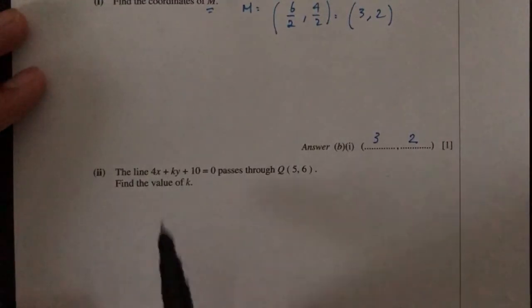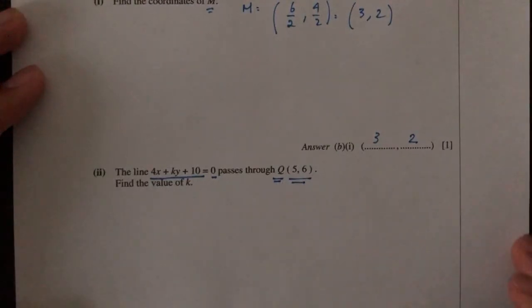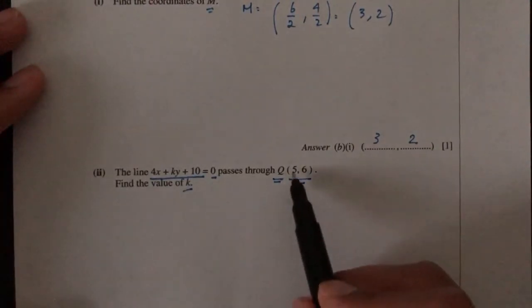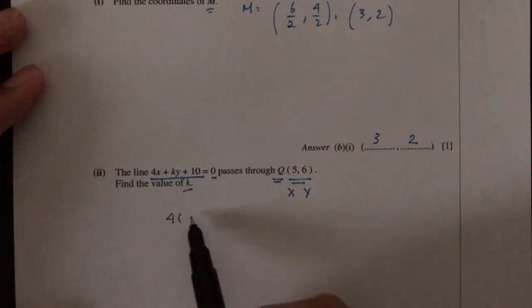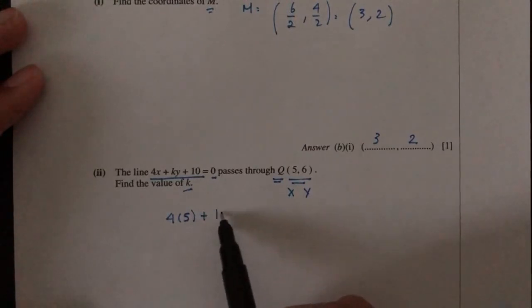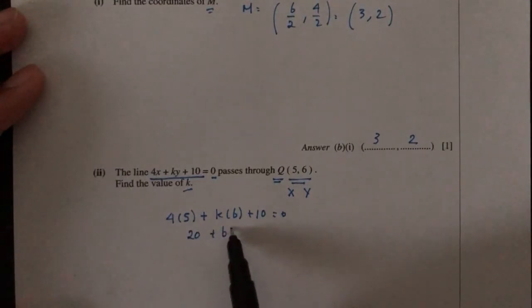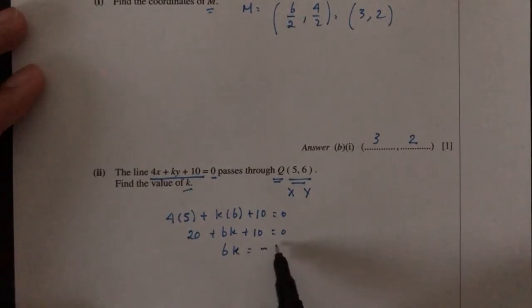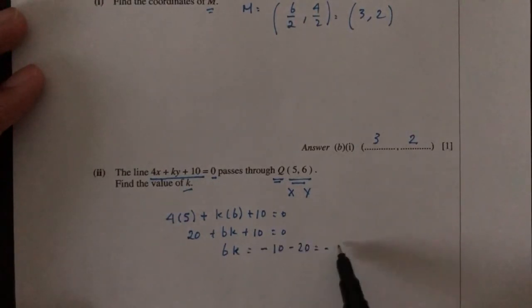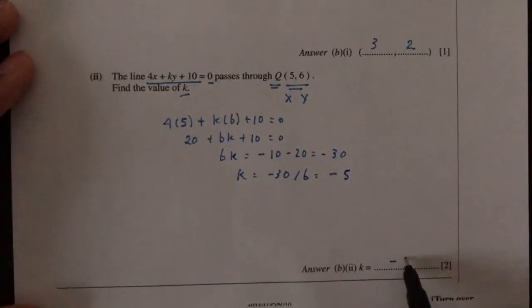Now for part 2, the line passes through the point Q. Find the value of K. So what is this? This is X, this is Y. Let's replace this value in the equation. So 4 times X, which is 5, plus K times 6 plus 10 equal to 0. So 20 plus 6K plus 10 is 0. 6K equal to minus 10 minus 20, which is minus 30. K is minus 30 divided by 6, that will be minus 5. Your answer is minus 5.